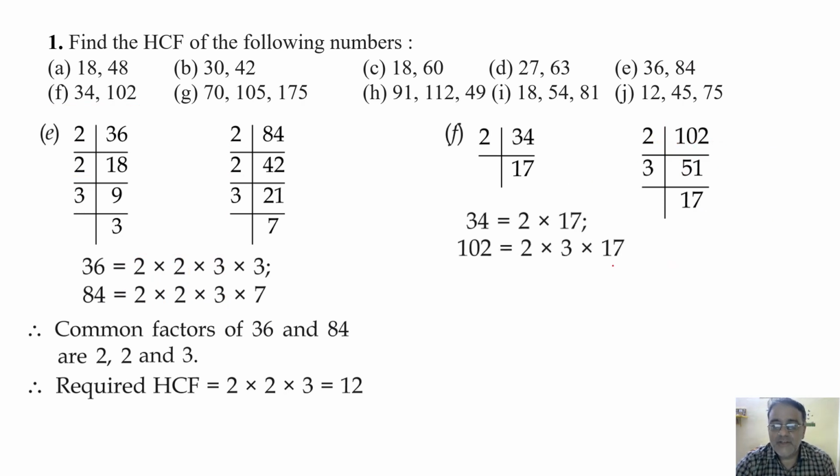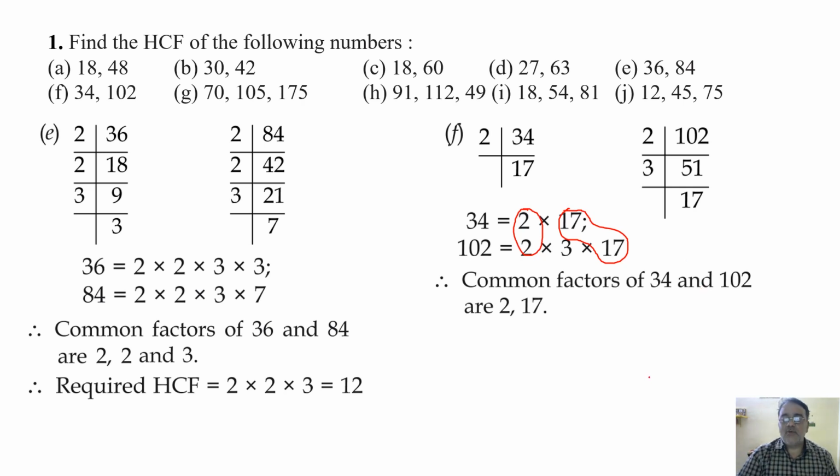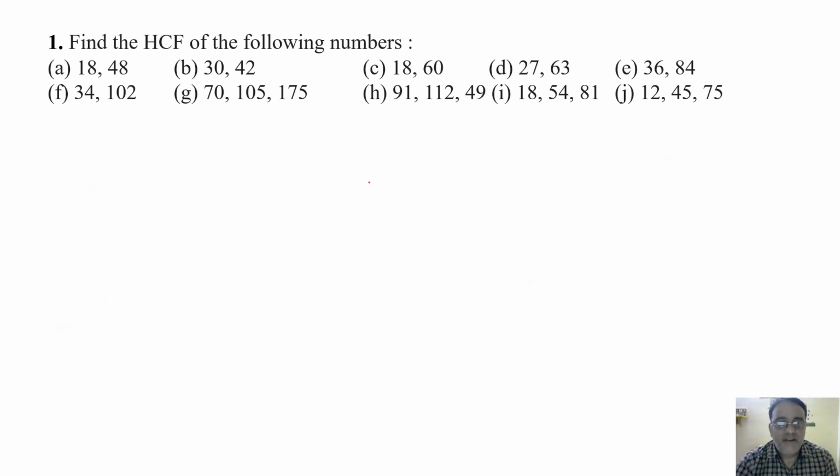Now find out the common factors. 2 and 17. Yes, 2 and 17. So the required HCF is 2 into 17, that is 34. Right. So now we are moving toward the next question, G bit.